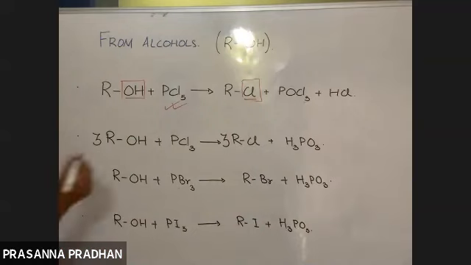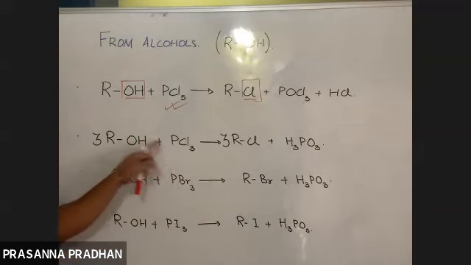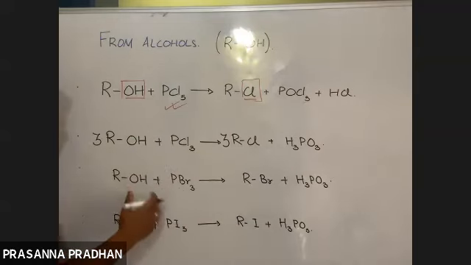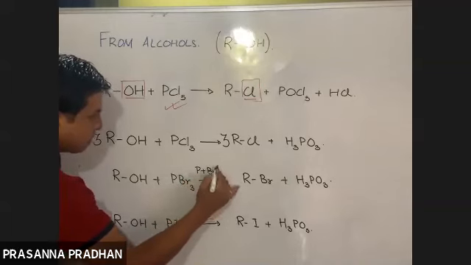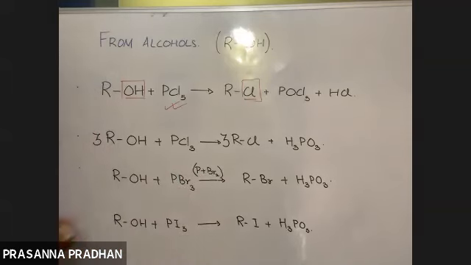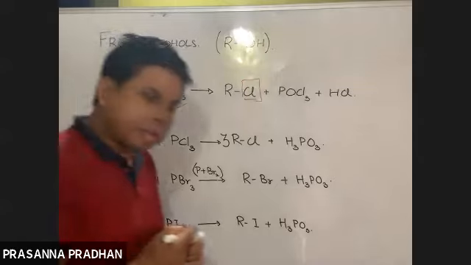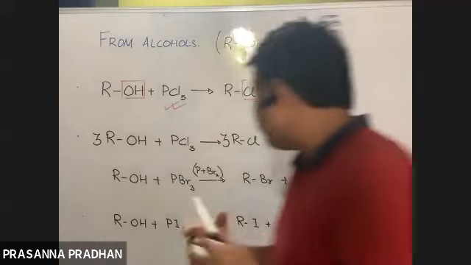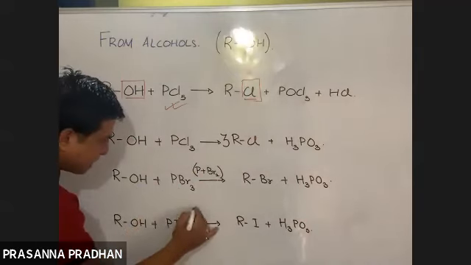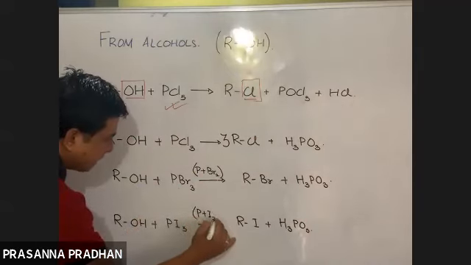Now, this PBr3 is again quite unstable as compared to PCl3. So it is prepared in the reaction mixture by treating red phosphorus with bromine. So phosphorus and bromine will react to give you PBr3. Similarly here, PI3 is even more unstable, so it cannot be prepared beforehand. Since PI3 is very reactive, it must be prepared as the reaction goes on. So how is PI3 prepared? Again, it is prepared by treating phosphorus with iodine like this.